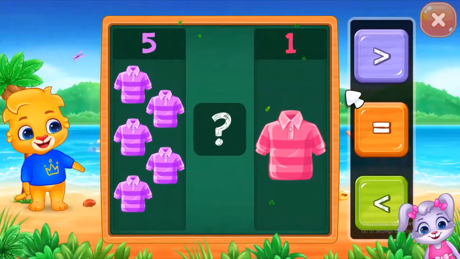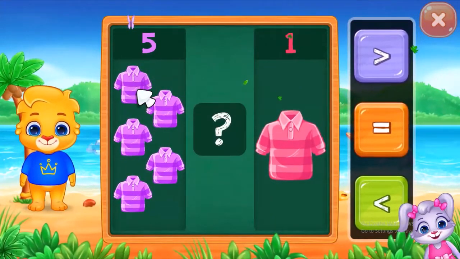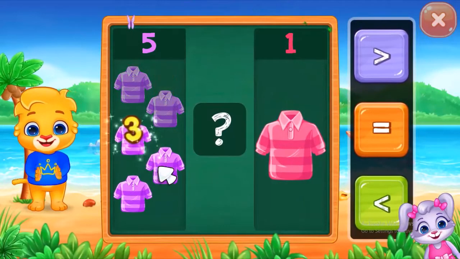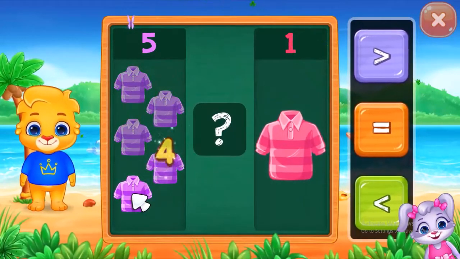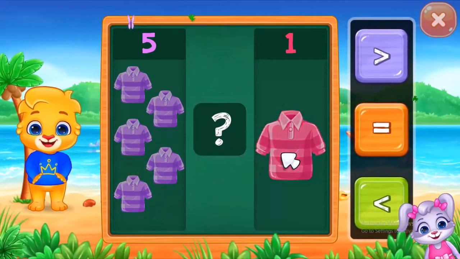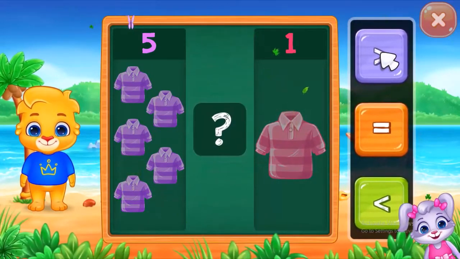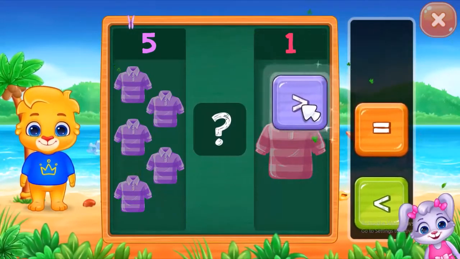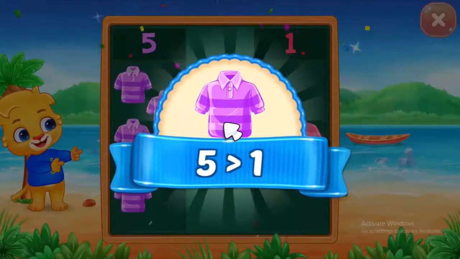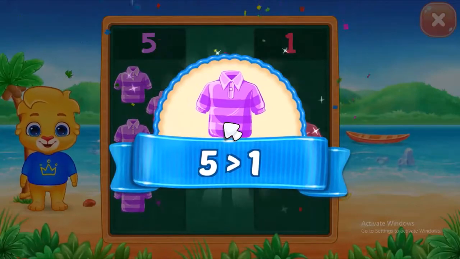Compare the numbers. 1, 2, 3, 4, 5, 1. Greater than. Woohoo! 5 is greater than 1.